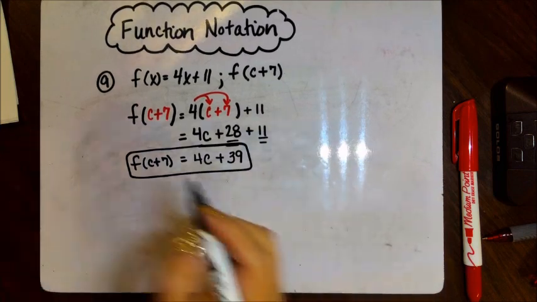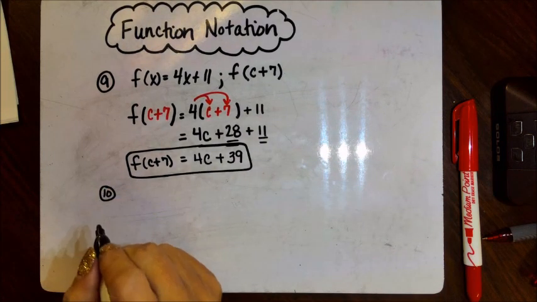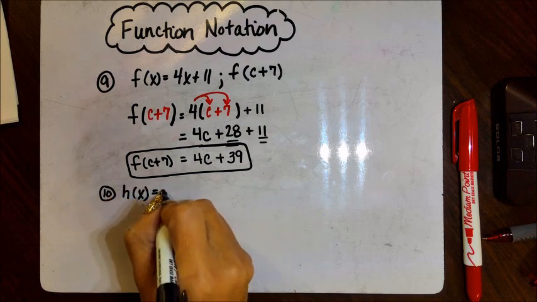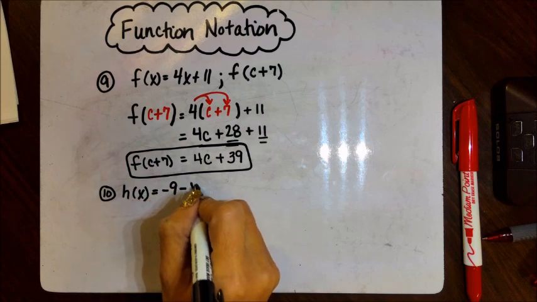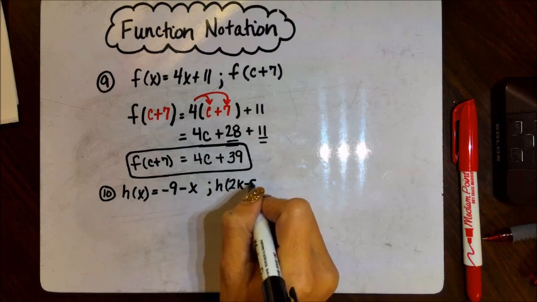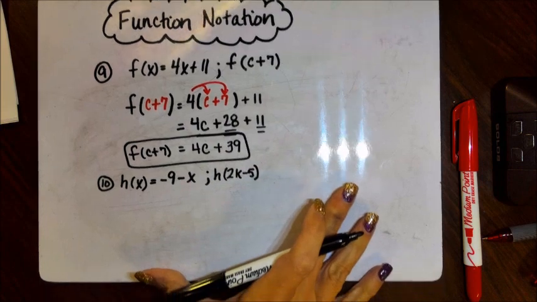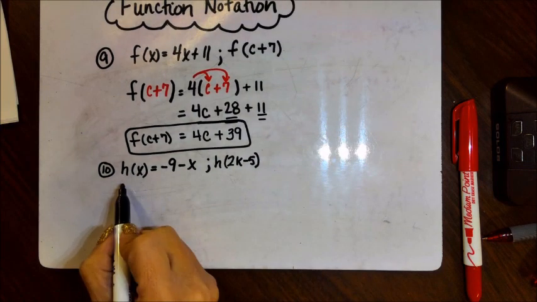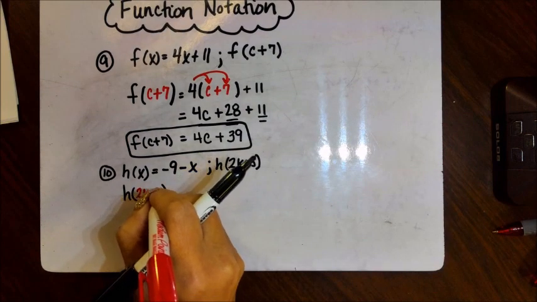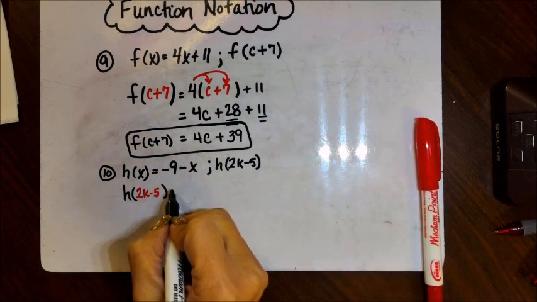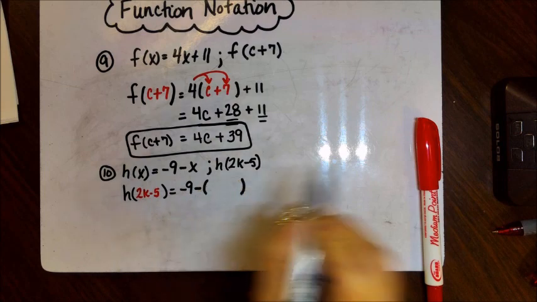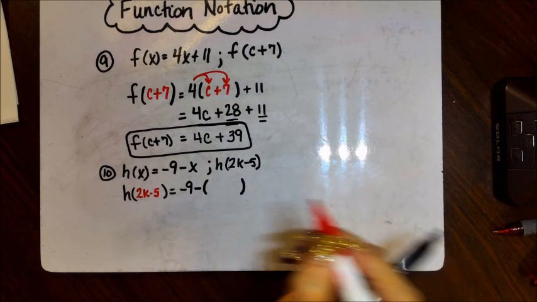Okay, I'm going to do number 10. Remember, you can always pause it, rewind it, and go back. H of x equals negative 9 minus x. And we are going to find h of 2k minus 5. Okay, so here we go. So h of, and I'm going to put 2k minus 5 equals negative 9 minus parenthesis, and I'm going to put 2k minus 5 inside those parentheses.